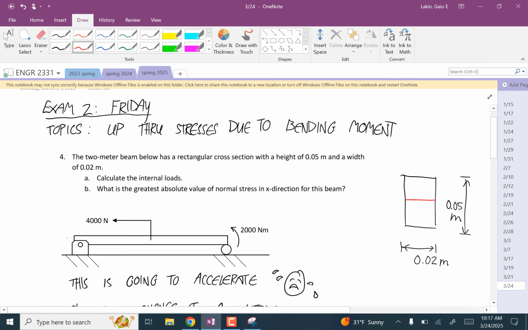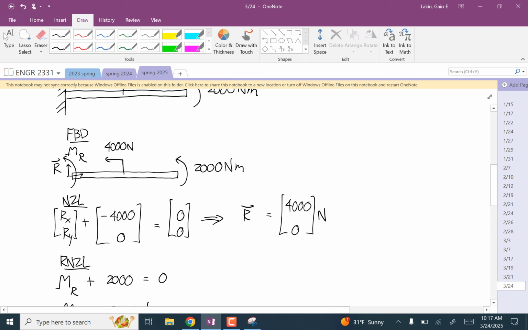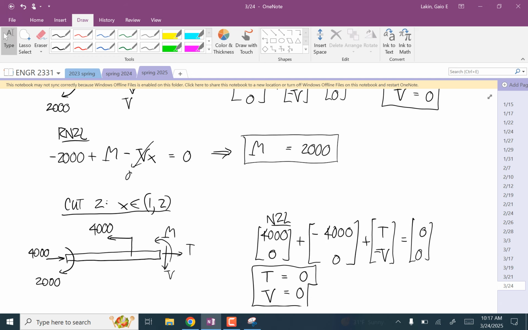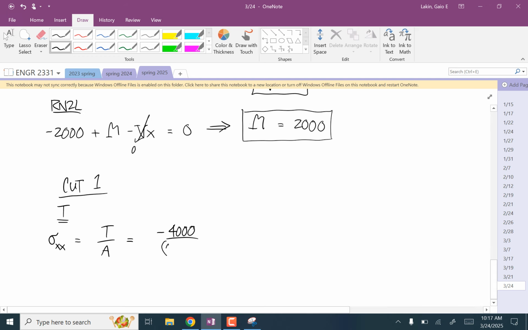And the neutral axis goes through the centroid. So there's the neutral axis. So 4,000 divided by 0.05 times 0.02. That's 4 times 10 to the 6 pascals.